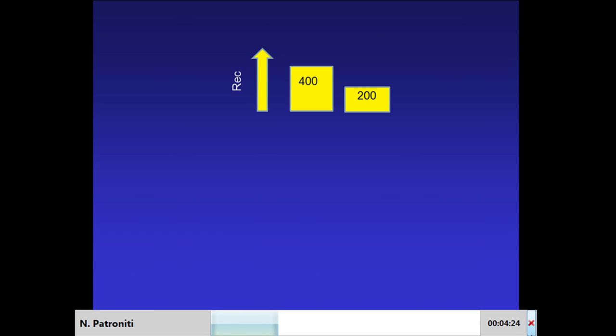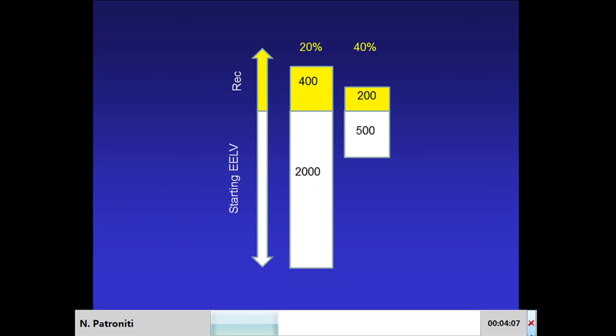Well, there is a problem. Let's say that you measure a recruitment with any technique. In one patient it is 400 ml, in another one it is 200 ml. You would say, well, the first one is recruited more than the second, okay? But then I tell you that the starting end expiratory lung volume was 2,000 for this one and 500 for this other patient. It means that you have a recruitment of 20% in this patient, but 40% in this one.